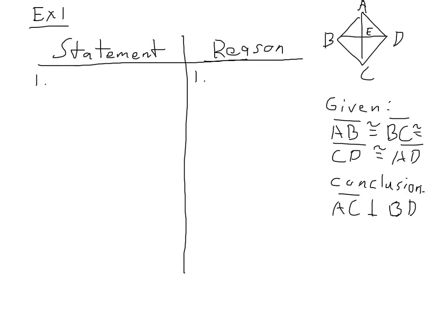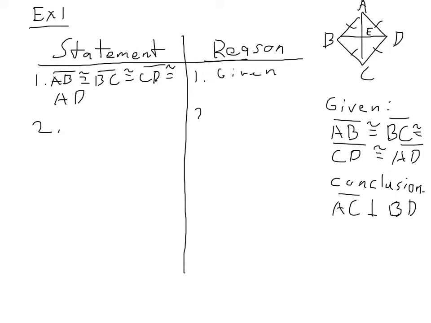Example 1's given says that AB is congruent to BC, which is congruent to CD, which is congruent to AD, and that's by the given, so that's our reason. Now we have to mark the graph, so just mark it all down, and reason number 2, and we move on to number 2. Since AB, BC, CD, and AD are all congruent, that means it's a rhombus.